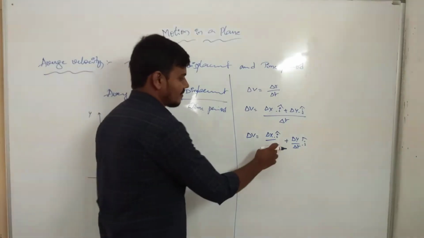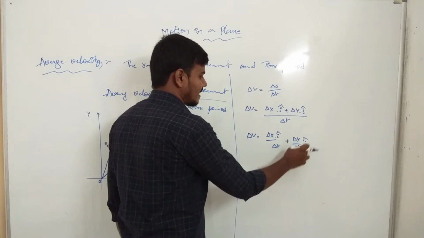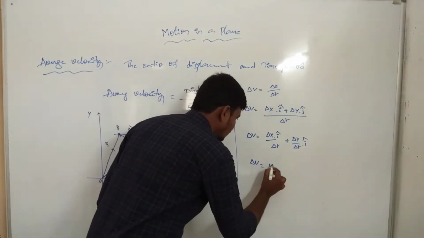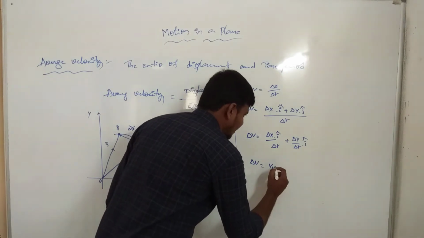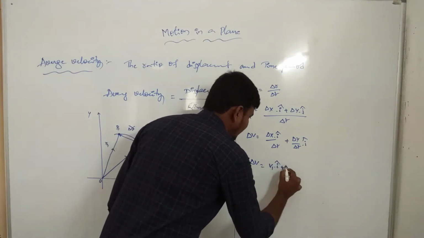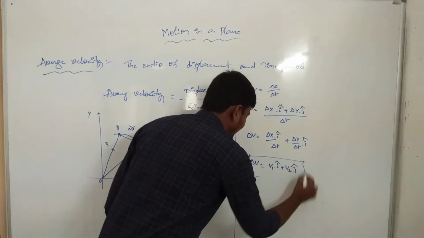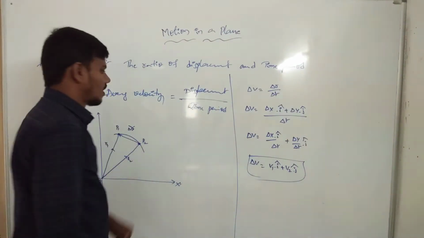The rate of change of displacement is known as velocity. Now delta v is equal to v1 into i cap plus v2 into j cap. This is the average velocity.